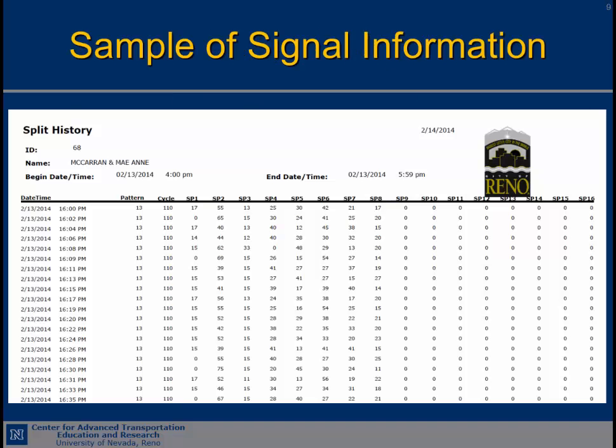Finally, we calculate the mean absolute percentage error to see whether our model is acceptable for future use or not. Here is a sample of signal information that I got from the City of Reno. You can see that for each cycle and each phase, it shows how long it takes to turn to another phase.